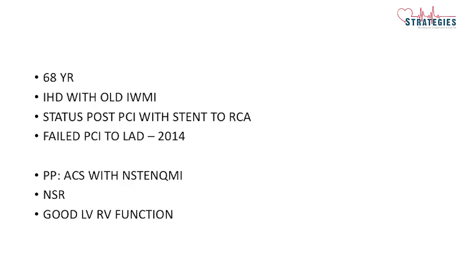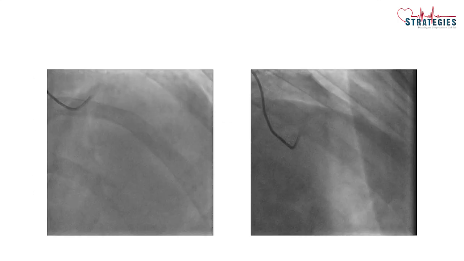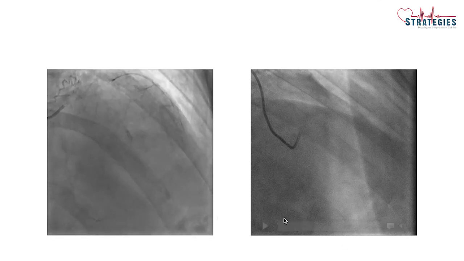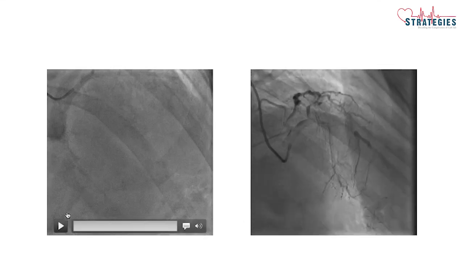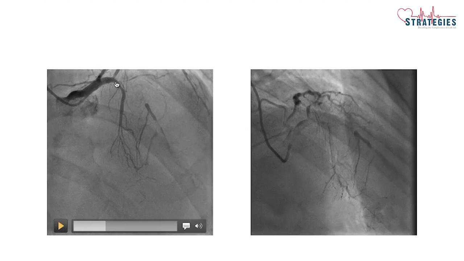Subsequently, he was asymptomatic for 3 years, and he came recently with acute coronary syndrome with non-ST elevation, non-Q MI, with normal sinus rhythm and good LV-RV function. We did an angiogram, which showed total occlusion of left anterior descending artery. So we can see here, the left anterior descending artery is totally occluded just beyond first septal and first diagonal with ambiguous entry, and it is filling from septal collaterals distally.